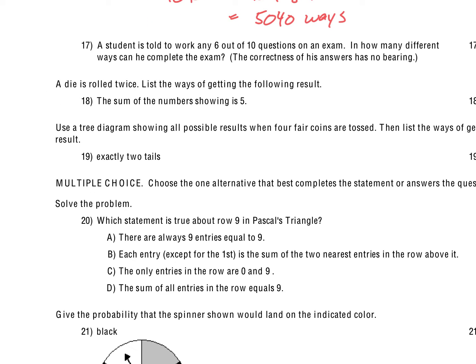Next question, a die is rolled twice. List the ways of getting the following result. The sum of the numbers showing is 5. So you could roll a 1 and a 4. You could roll a 2 and a 3. You could roll a 3 and a 2, or a 4 and a 1. So for rolling a 5, there would be 4 ways.